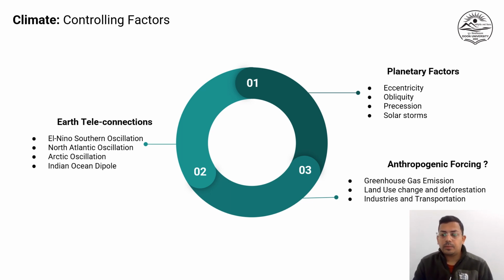This change will affect, in the long term, the climate of that region, because the occurrence of a reservoir will affect the availability of moisture in that region. Availability of moisture will affect the rainfall pattern, and the rainfall pattern in the longer term will affect the climate of that region. And then the change in climate will be responsible for different changes. Industries and transportation, again, release CO2 and other gases into the atmosphere, ultimately leading to the depletion of ozone.